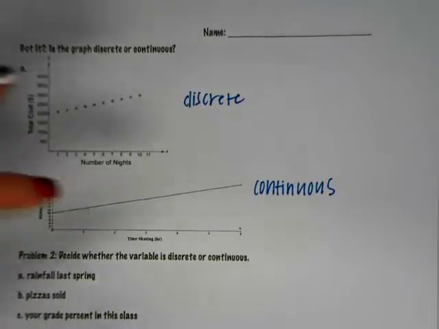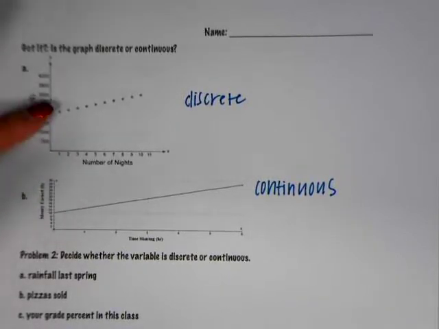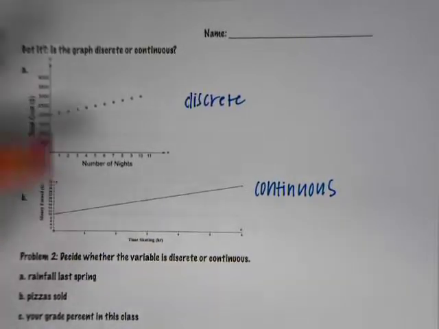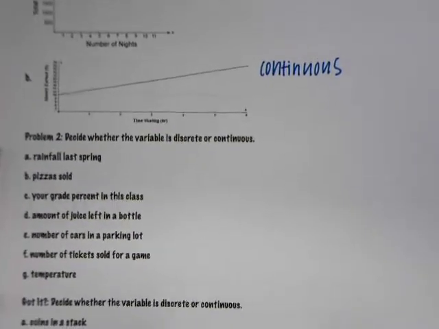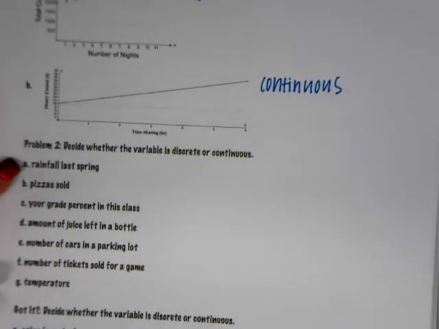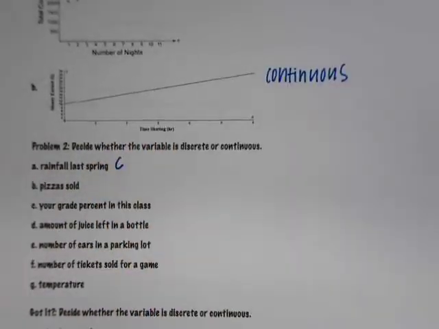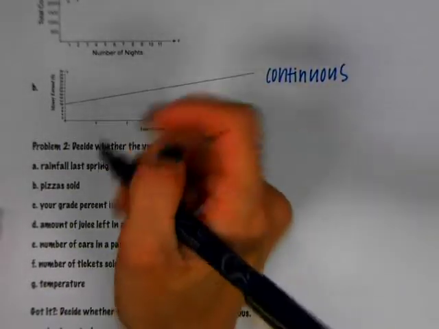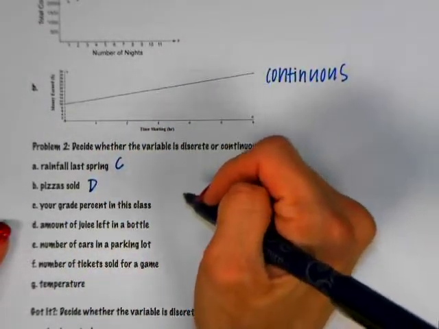Okay, so when you're looking at these graphs, which one makes the most sense for count? Discrete, right? Because it's points that you would count versus continuous you would measure, okay? So whenever we're doing these next ones with the variables and deciding if it's discrete or continuous, you want to think count or measure, like you did in the warm-up, okay? So rainfall last spring. So would I count or measure that? Yeah, you would measure it, so it would be continuous, okay? What about pizza sold? You'd count, so what would it be? Discrete, yep.